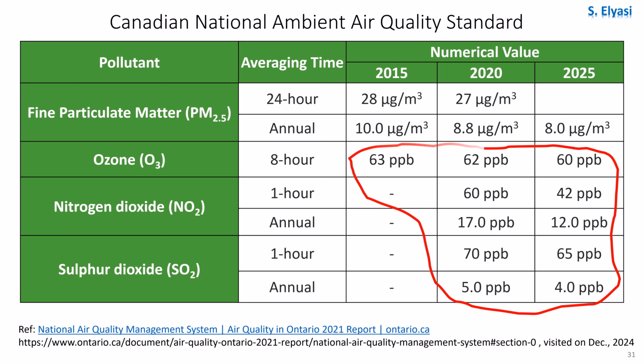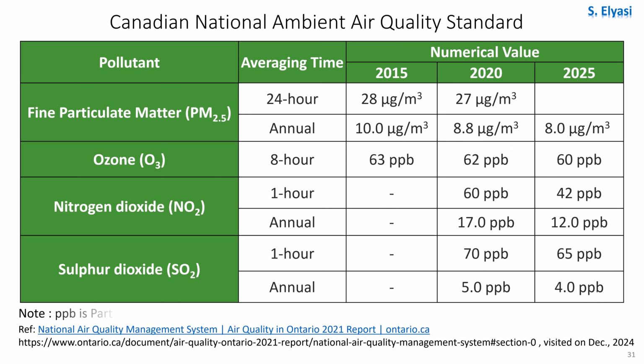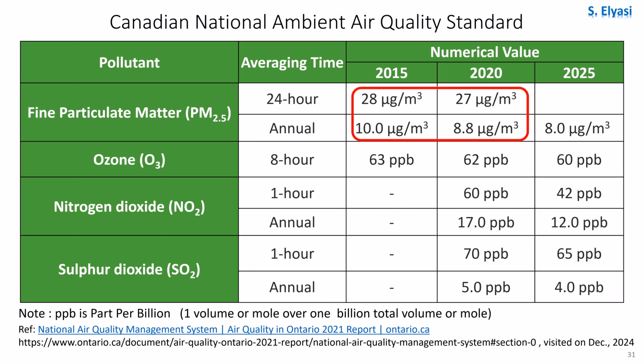For each pollutant and averaging period, the chart lists the standard numerical values in parts per billion, ppb, or micrograms per cubic meter, showing a general trend of more stringent standards over time. For example, the PM2.5 annual standard decreases from 10.0 micrograms per cubic meter in 2015 to 8.8 in 2020, and further to 8.0 by 2025. Ozone standards decreased from 63 ppb in 2015 to 60 ppb by 2025 for the 8-hour average.